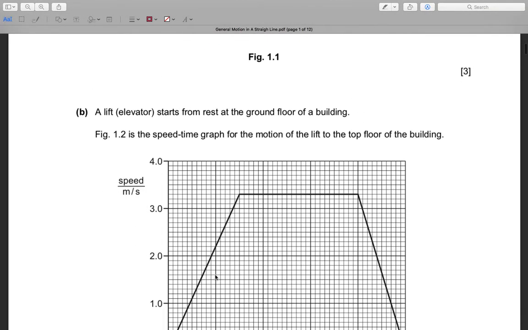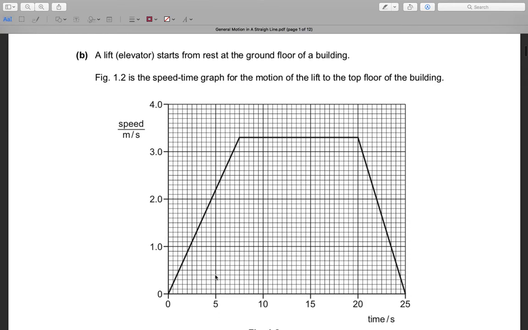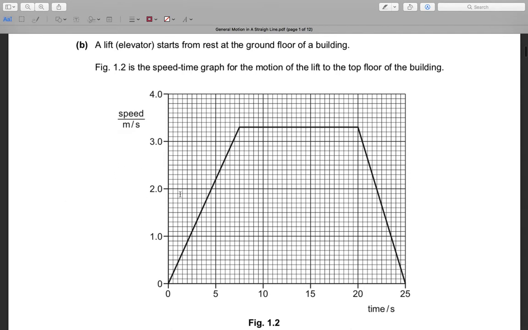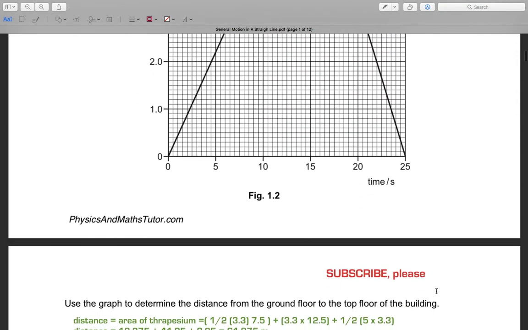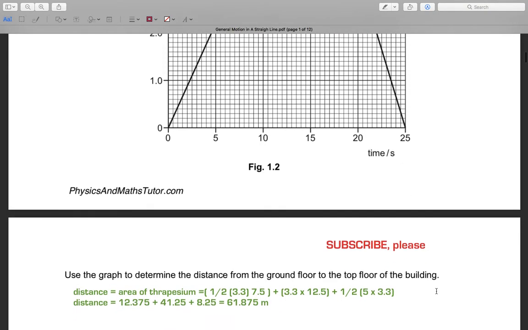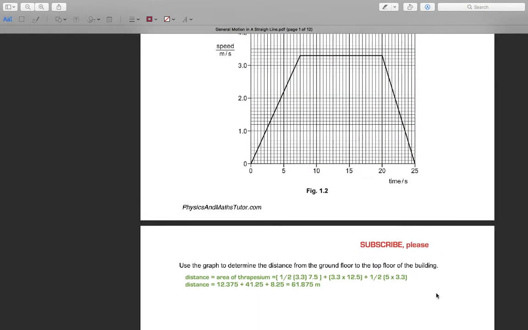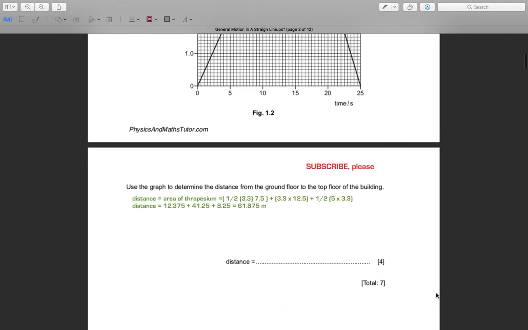Then continue to number B. A lift (elevator) starts from rest at the ground floor of a building. Figure 1.2 is the speed-time graph for the motion of the lift to the top floor of the building. We have a graph with speed on the y-axis and time on the x-axis, and we need to answer some questions about it. Use the graph to determine the distance from the ground floor to the top floor of the building.